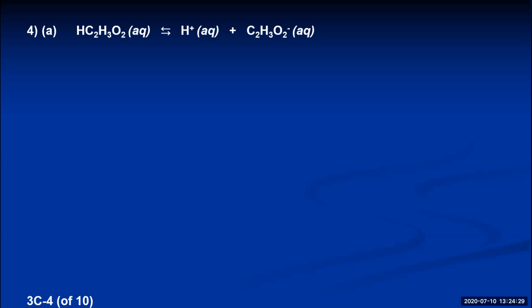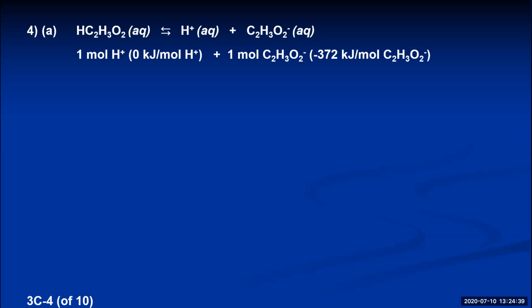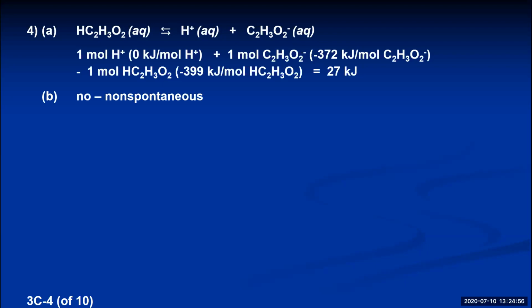Without using handout 5, I've given you all the necessary data, so we're just going to go products minus reactants. 1 mole of hydrogen ion multiplied by its standard free energy of formation, plus 1 mole of acetate multiplied by its standard free energy of formation, minus 1 mole of acetic acid multiplied by its standard free energy of formation. Answer comes out 27 kilojoules. B, is this spontaneous under standard conditions? The answer is no, because the delta G naught value came out to be a positive number.